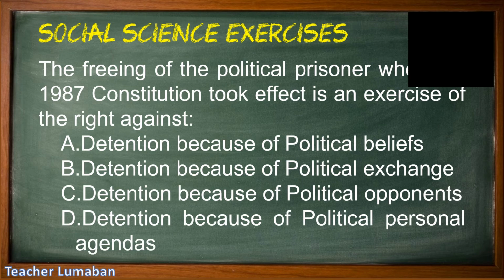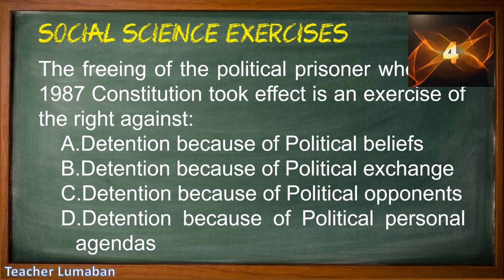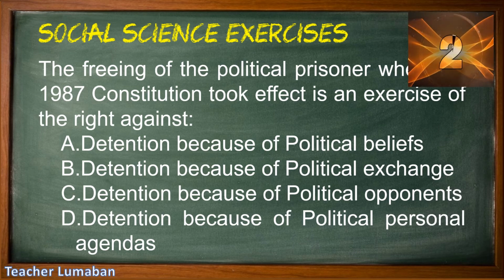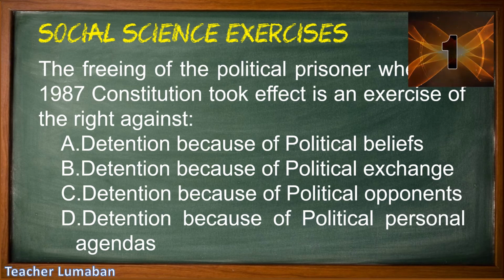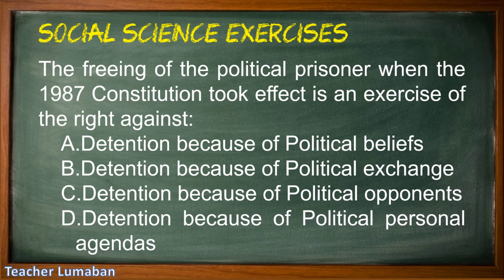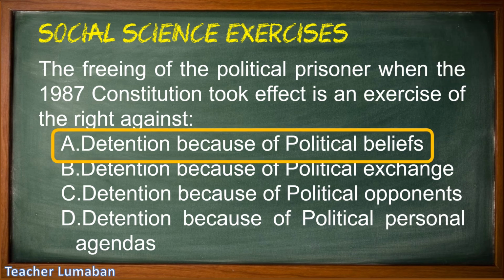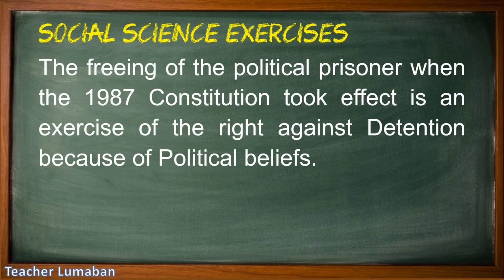Please choose the suitable answer to the following choices in 5 seconds. 5, 4, 3, 2, 1. The correct answer is letter A, detention because of political beliefs. The freeing of the political prisoner when the 1987 Constitution took effect is an exercise of the right against detention because of political beliefs.